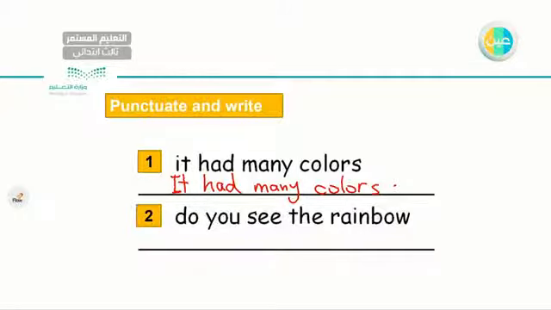Do you see the rainbow? Help me out here. I need to punctuate this. Yes, I should start with capital D. Do you see the rainbow? Okay, now tell me, how shall I end this one? Shall I end it with a full stop or a question mark? What do you think? Let me read it one more time. Do you see the rainbow? So it sounds like a question. Very good. So let's go to the next one.